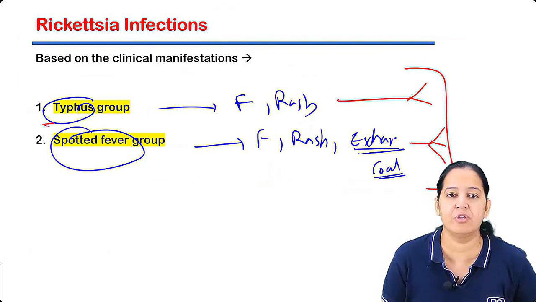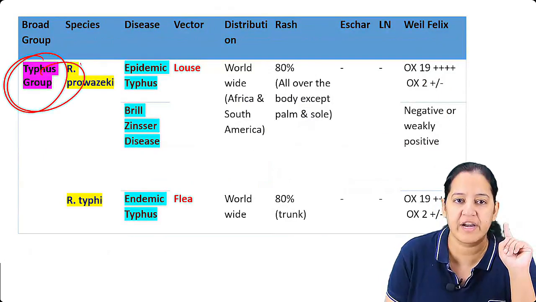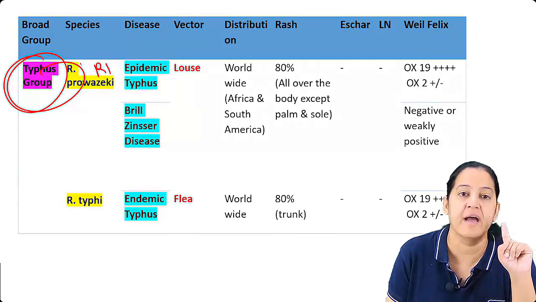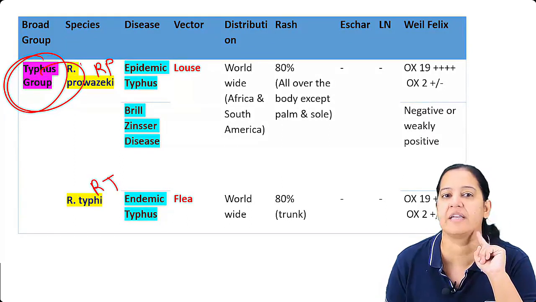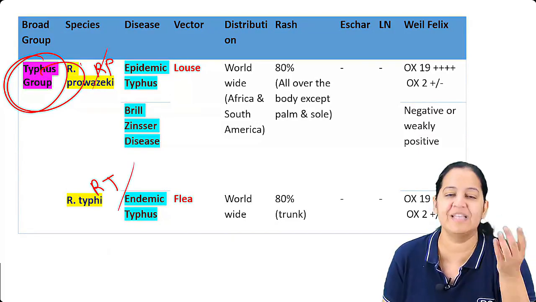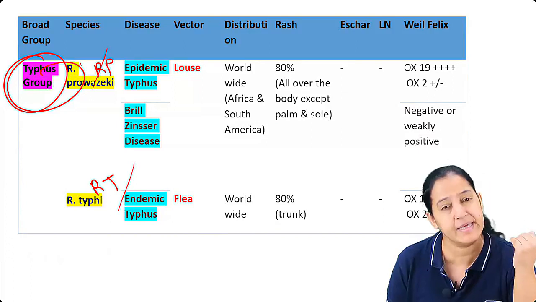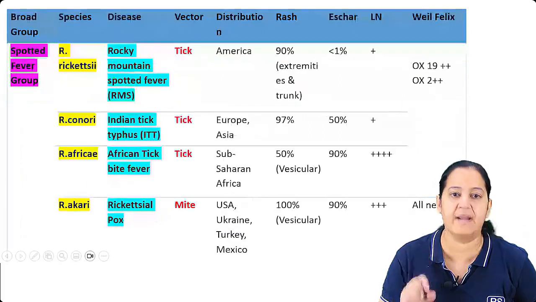So let's start with the 5 names. Let me tell you the 2 typhus group. Typhus group में 2 rickettsia हैं. Write down Rickettsia prowazekii. Don't write, understand. RP. Rickettsia prowazekii is RP. Rickettsia typhi is RT. So learn RP and RT. RP is prowazekii and RT is typhi. ठीक है?